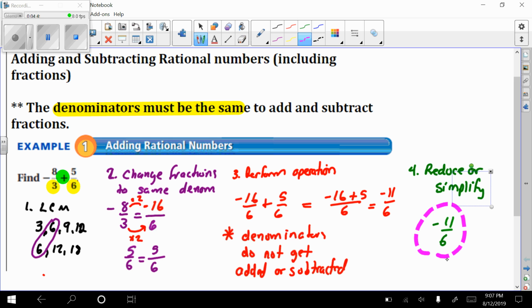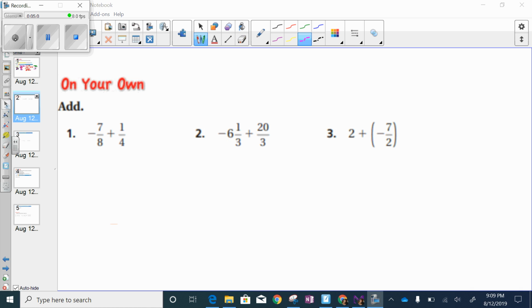So, -11/6. What I'm going to have you do now is go to the next set of problems and try them yourself. Now I'd like you to try these on your own. If you'll notice, in number 1, you have different denominators. You're going to do what we just did.